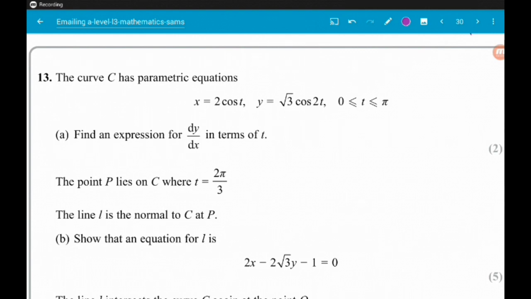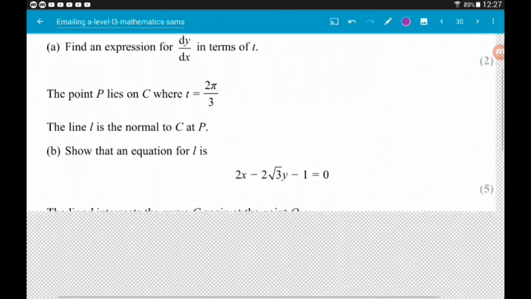Okay, question 13. So the curve C has parametric equations. x is 2 cos t and y is root 3 cos of 2t, for t between 0 and pi. Our first job here is to find dy by dx in terms of t. So, we need to first of all find dx by dt and dy by dt. So let's do that.